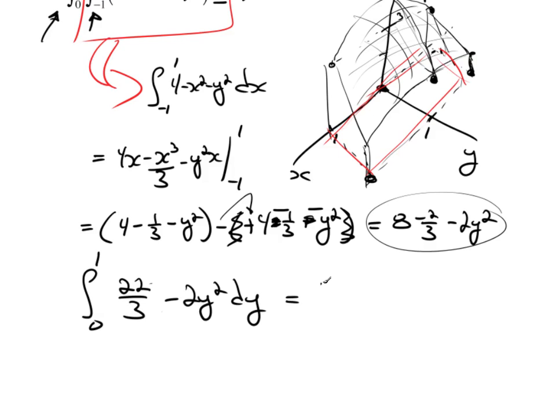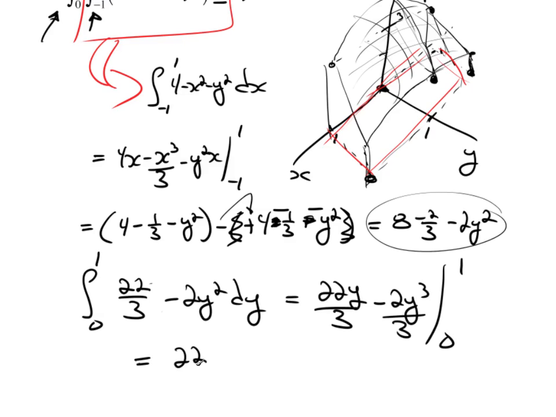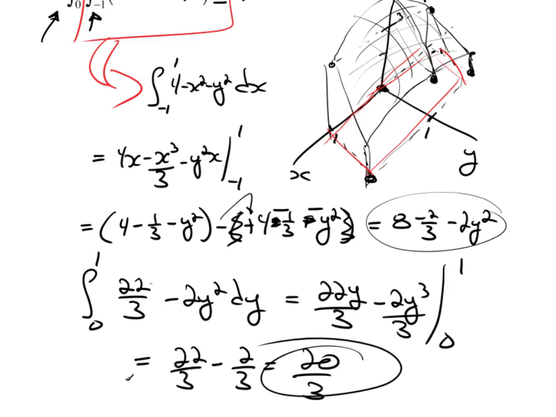dy. So this is going to be 22y over 3 minus 2y cubed over 3, evaluated from 0 to 1. There's y's in both, so when I evaluate at 0, it's just going to be 0. So this is actually going to be 22 over 3 minus 2 over 3, which gives me 20 over 3 as my solution.